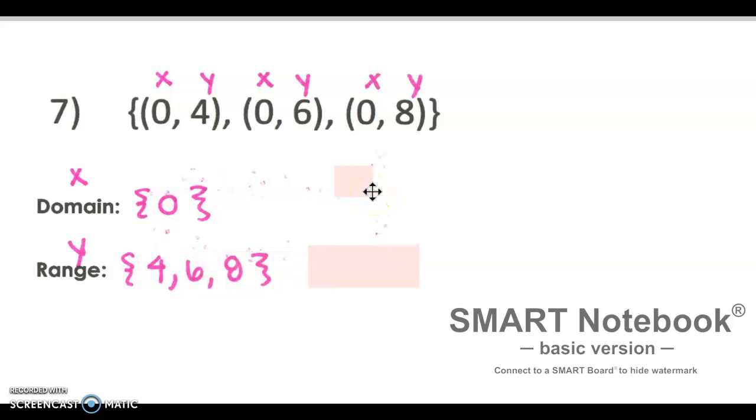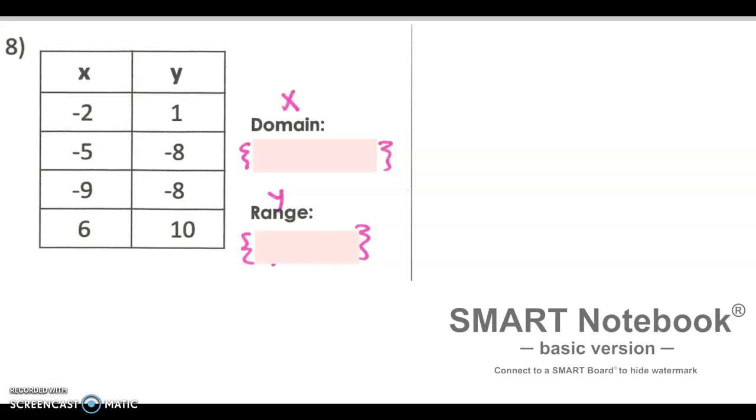So if we think back to what we learned before about whether or not this is a function, we can actually say this is not a function because the input of 0 has multiple different outputs. It's still a relation though, and we can find the domain and range of it.